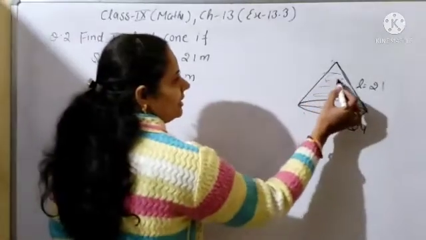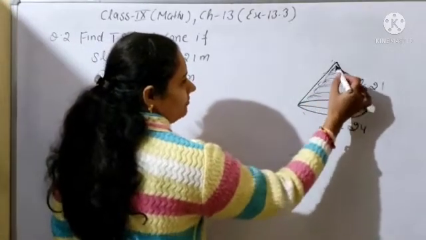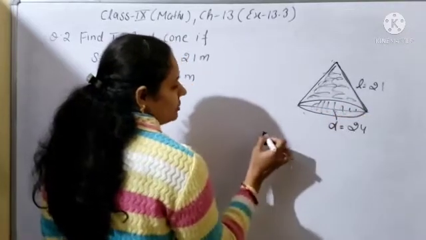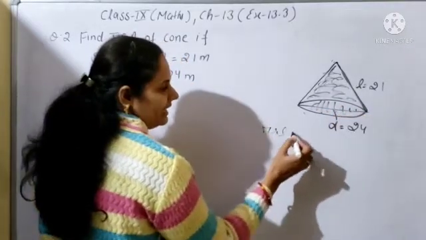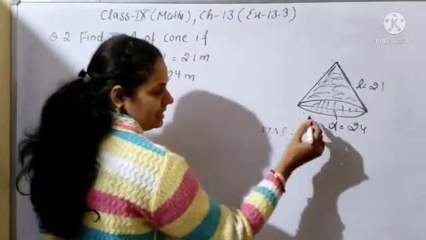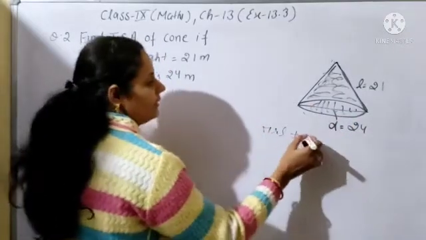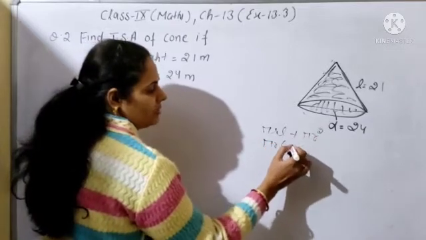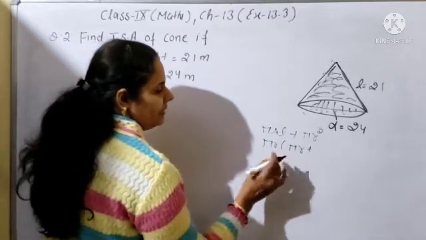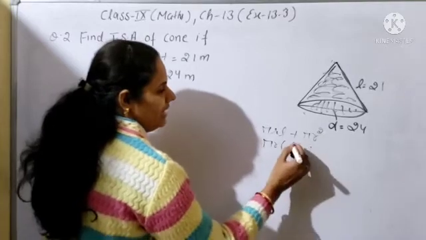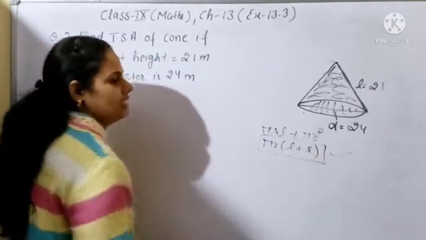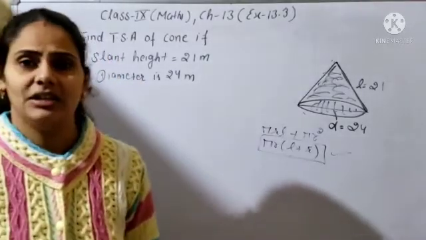So total surface area means the curved part area, and after that the circular base area also. The curved surface area is pi r L, and the base is circular, so its area will be pi r square. Now you can take pi r common, so what is left is L plus r. So the total surface area will be pi r into r plus L.